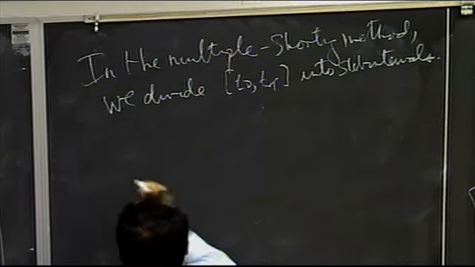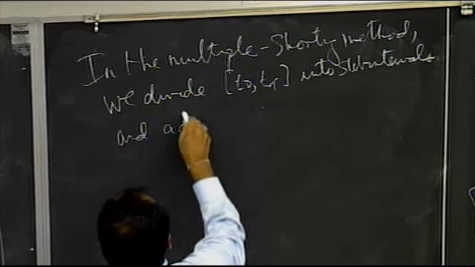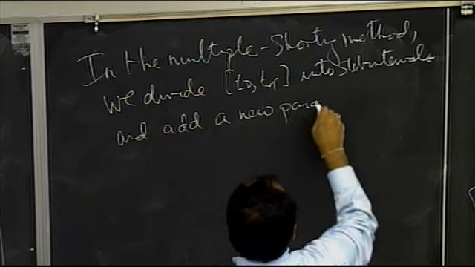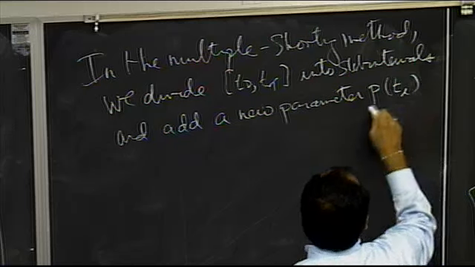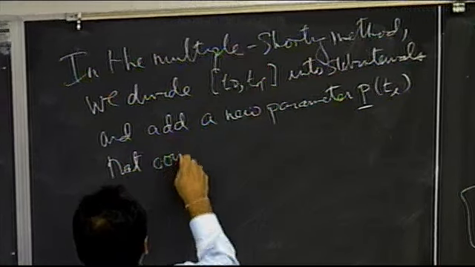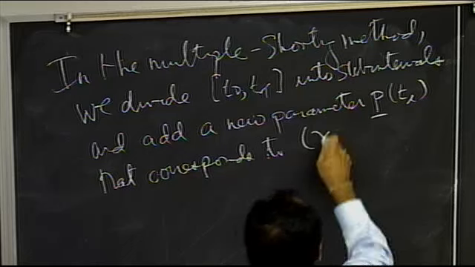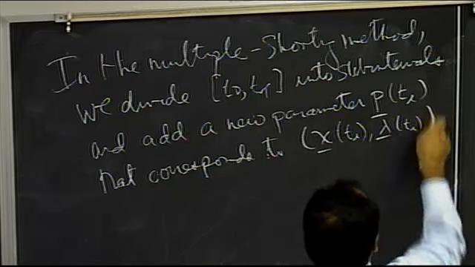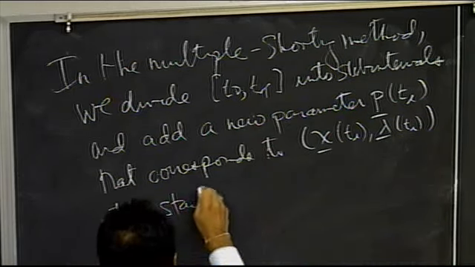And add a new parameter p of ti that corresponds to x of ti and lambda at ti at the start of each subinterval.